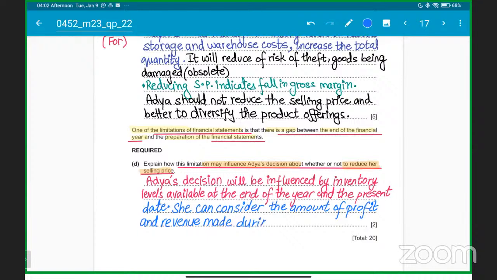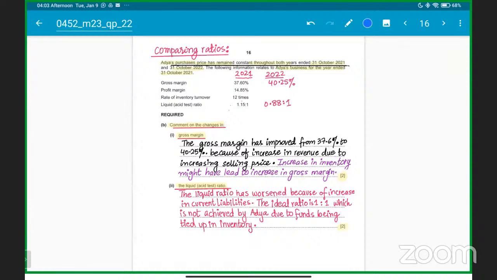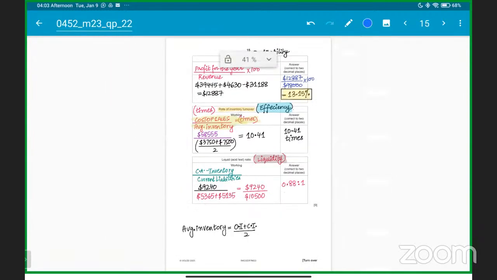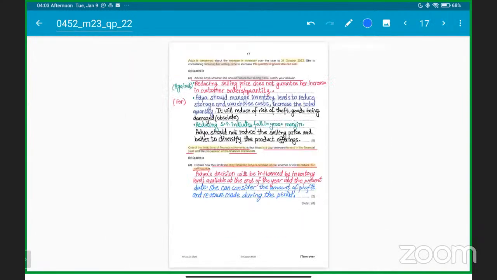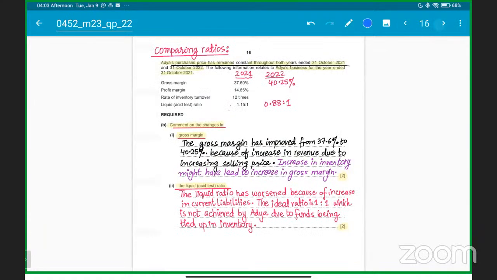During the period. What I mean by the period is the end of the financial year and the preparation of the financial statements. Getting it, students? Clear on this? With this, the theory finishes. So in this question, it was 11 marks theory analysis and only 9 marks numerics.